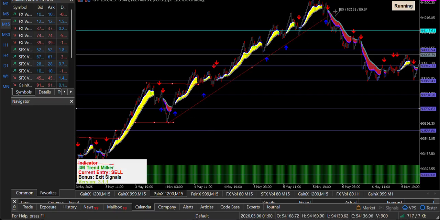Just try to highlight some key points. Make sure it touches some edges right there. One, two, three, at least it touches multiple edges around here. So even though we notice that there is a rejection at this resistance zone, we need to be sure if it's going to sell.